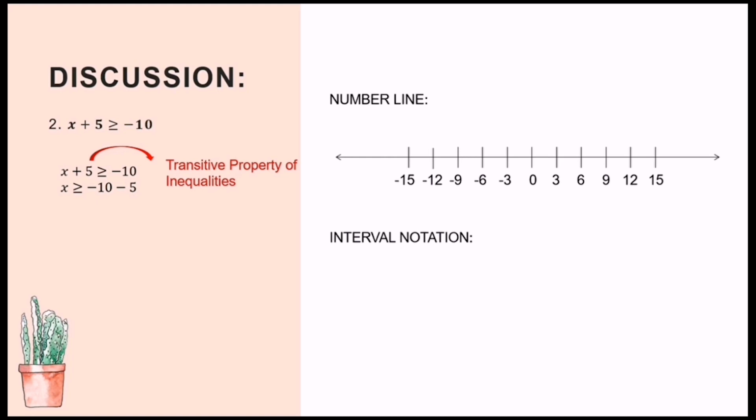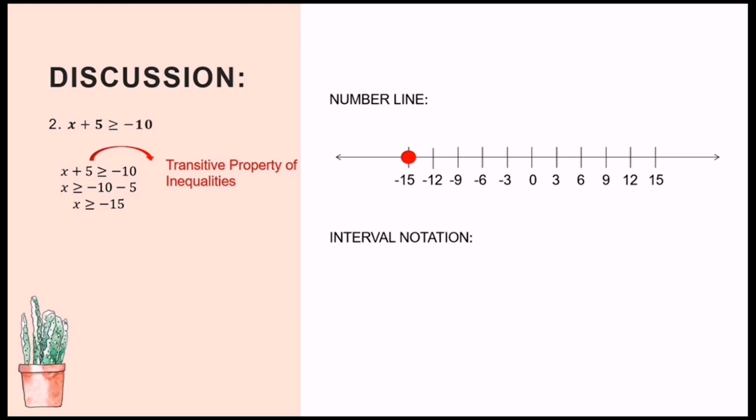This property is called the transitive property of inequalities. So x is greater than or equal to negative 10 minus 5, which is x is greater than or equal to negative 15, because negative 10 minus 5 is negative 15. So our inequality is x is greater than or equal to negative 15. Next is our graph. We have our number line first. Locate negative 15, which is a shaded circle.